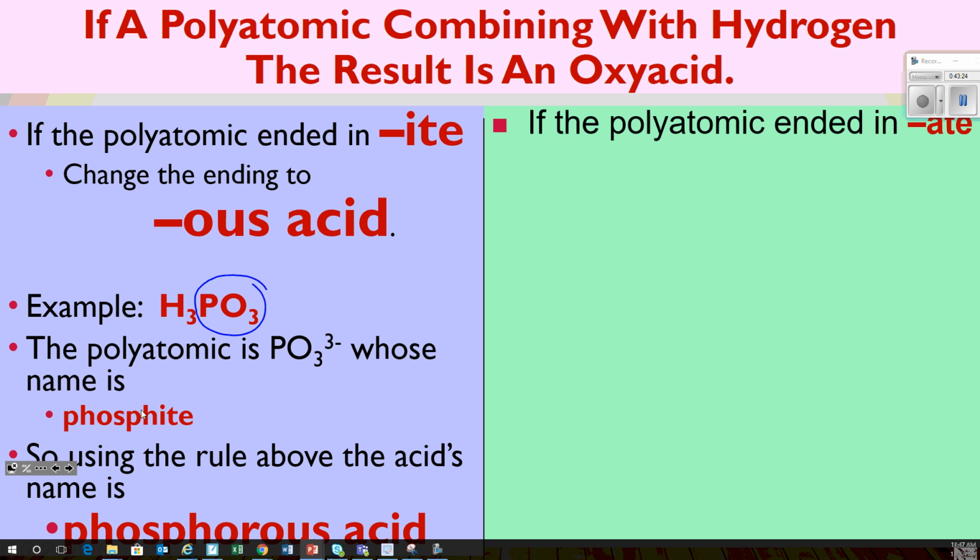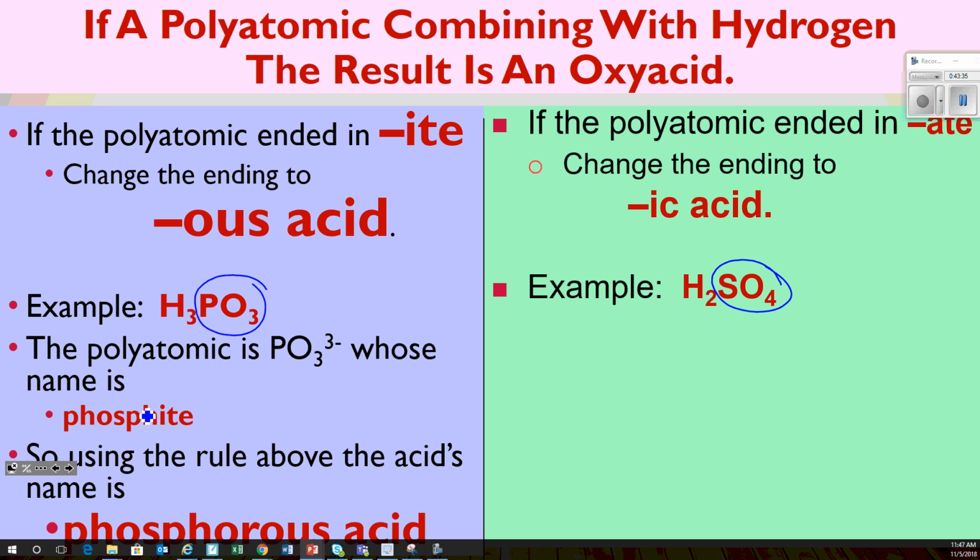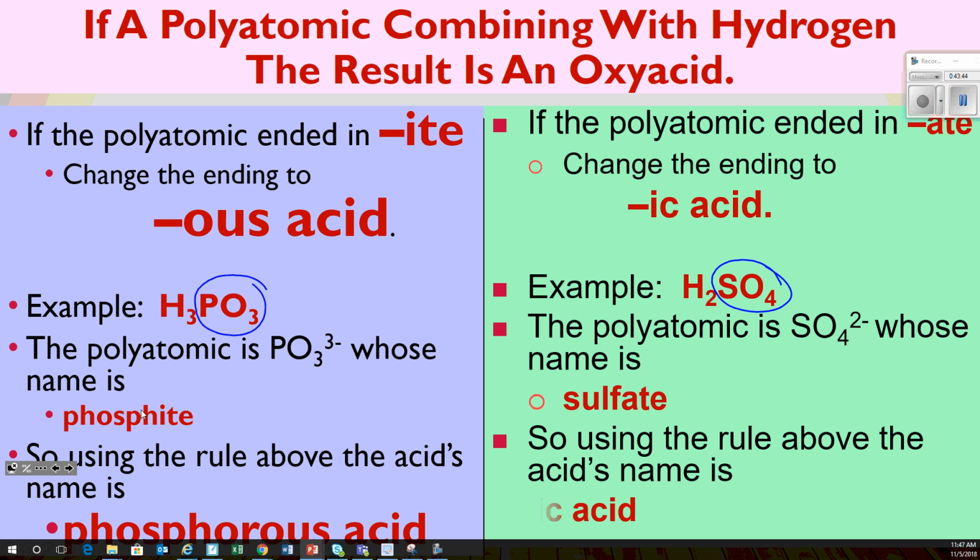So if we have one that ends in -ate, change it to -ic for acid. We're just practicing a little bit. H2SO4. So look up SO4. What's SO4? Sulfate. So what would it become? Remember, P and S get my UR and OR back. Sulfuric acid. Good. So if you got that, you're doing great.